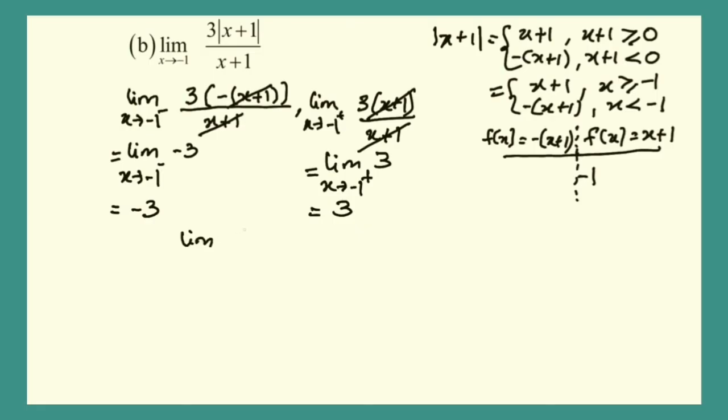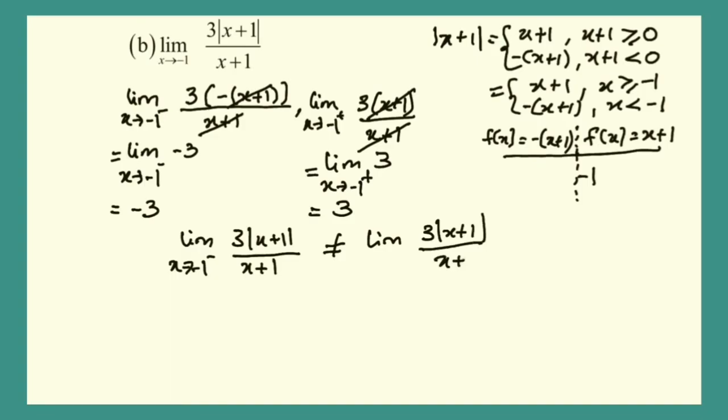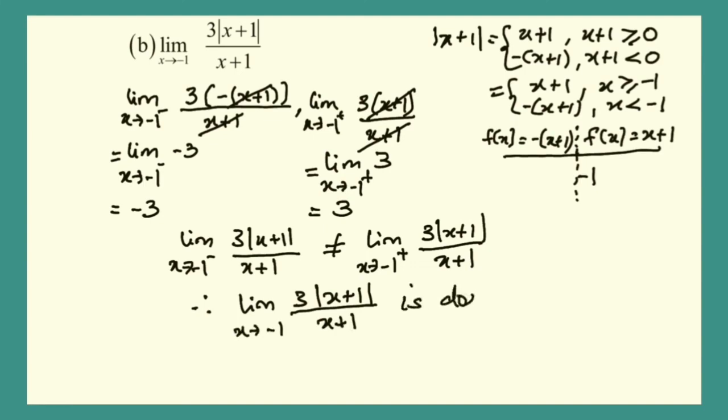The limit of 3 times modulus x plus 1 over x plus 1 as x approaches negative 1 from the left is not equal to the limit of 3 times modulus x plus 1 over x plus 1 as x approaches negative 1 from the right. Therefore, the limit of 3 times modulus x plus 1 over x plus 1 as x approaches negative 1 does not exist.